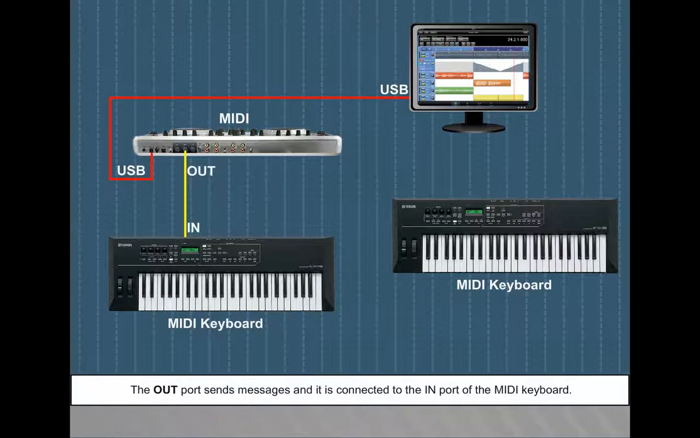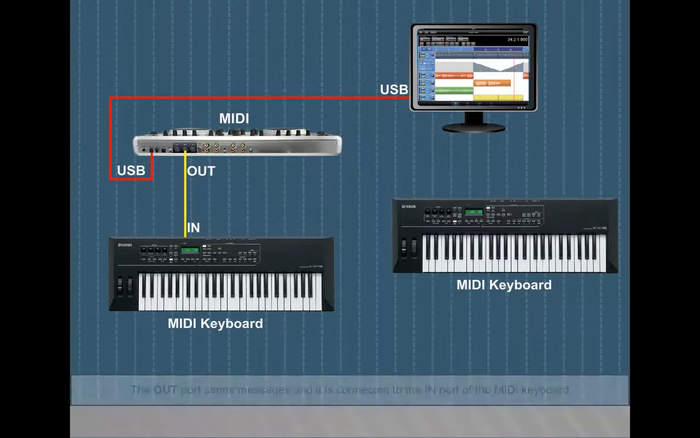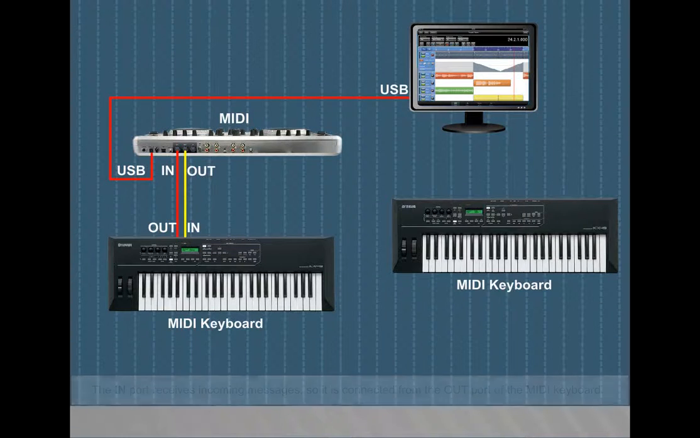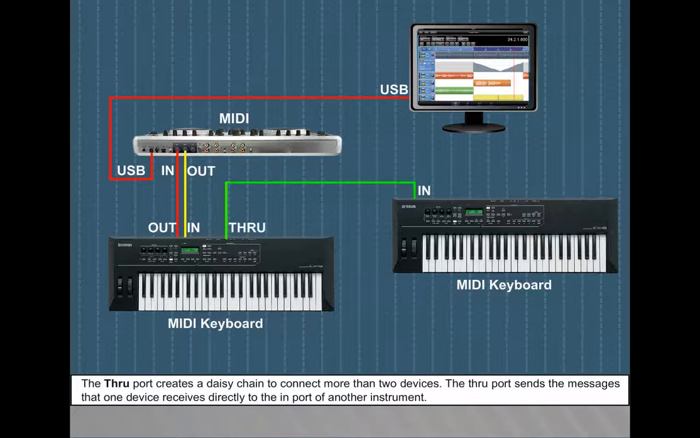The out port sends messages and it is connected to the in port of the MIDI keyboard. The in port receives incoming messages, so it is connected from the out port of the MIDI keyboard. The through port creates a daisy chain to connect more than 2 devices. The through port sends the messages that one device receives directly to the in port of another instrument.